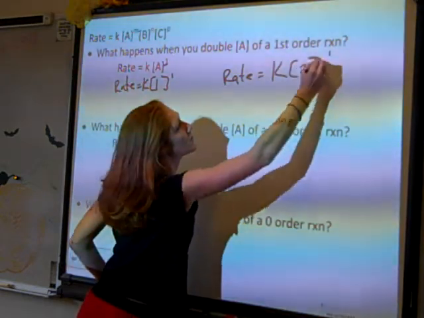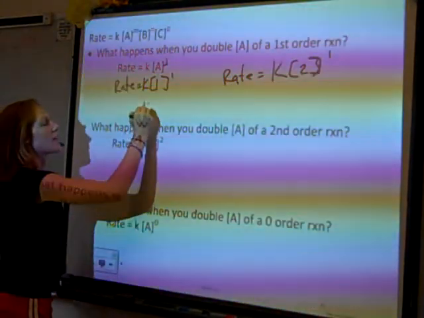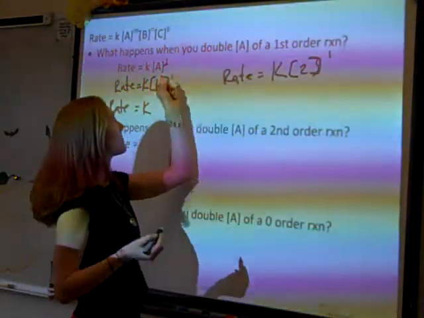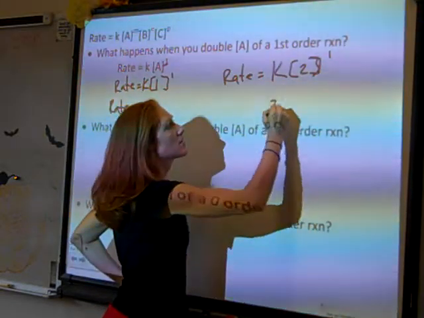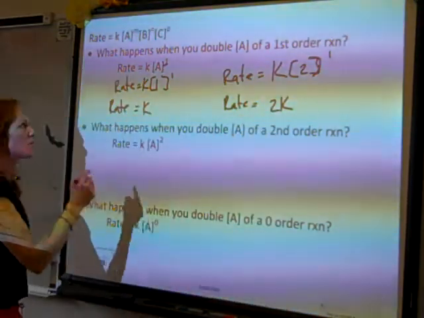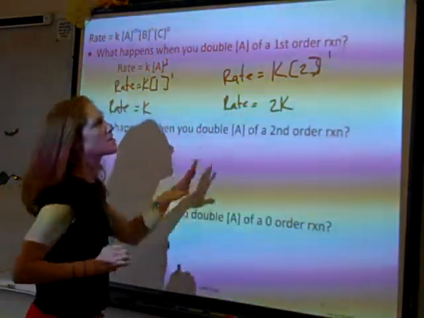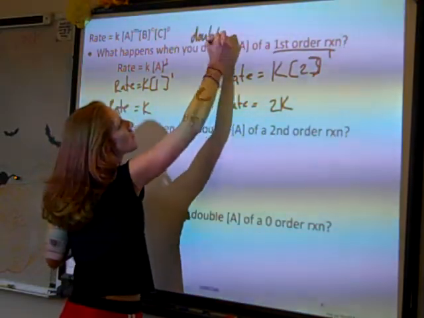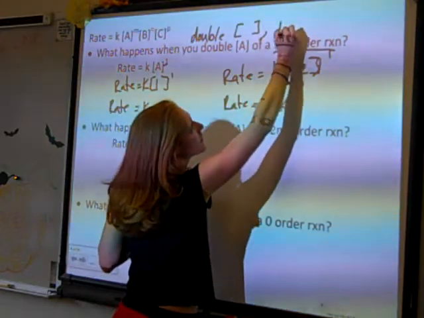Okay, so 1 to the power of 1 is 1 times K, which just gives me K. So in the first instance, my rate was equal to K, and when I doubled the concentration from 1 to 2, then 2 to the power of 1 is 2 times K, 2K. So the rate with the doubled concentration is doubled as well. So as I doubled the concentration, I doubled the rate. So that's what happens when you have a first order. If you double the concentration, brackets mean concentration, you double the rate.